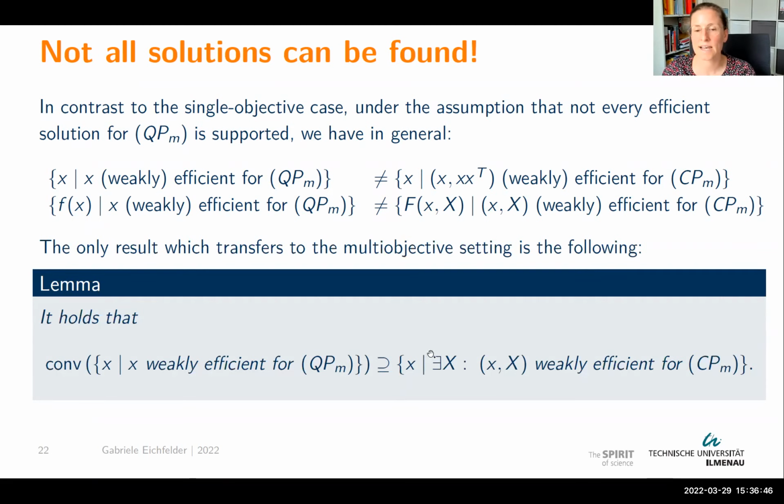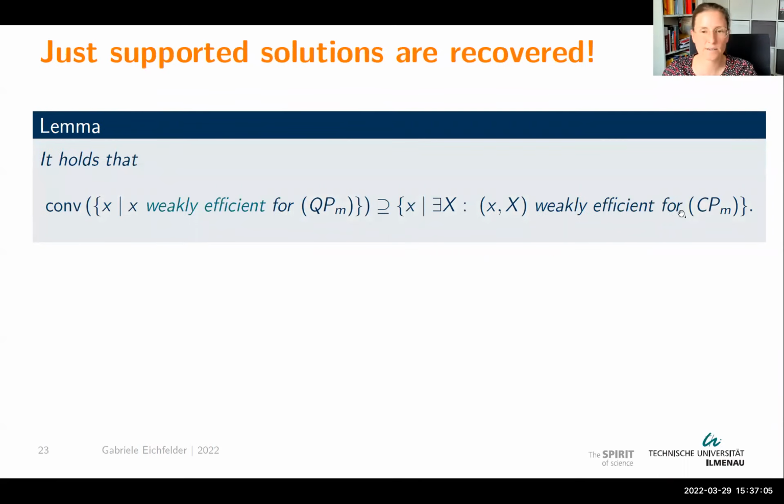The only thing that transfers, and which is somehow similar to what we learned in the single objective setting, is that when we study all pairs of solutions of the lifted problem, the completely positive relaxed problem, and just take the vector x from these pairs, then they are in fact in the convex hull of the weakly efficient solutions of the original problem. But also here, there is a but. It's written again here. At the moment, it's a copy of the result we've just seen, just to have it on the upper part of the slides.